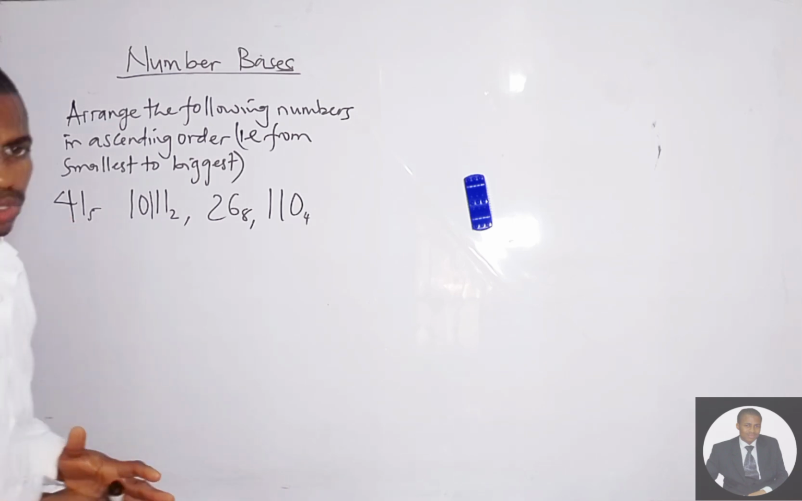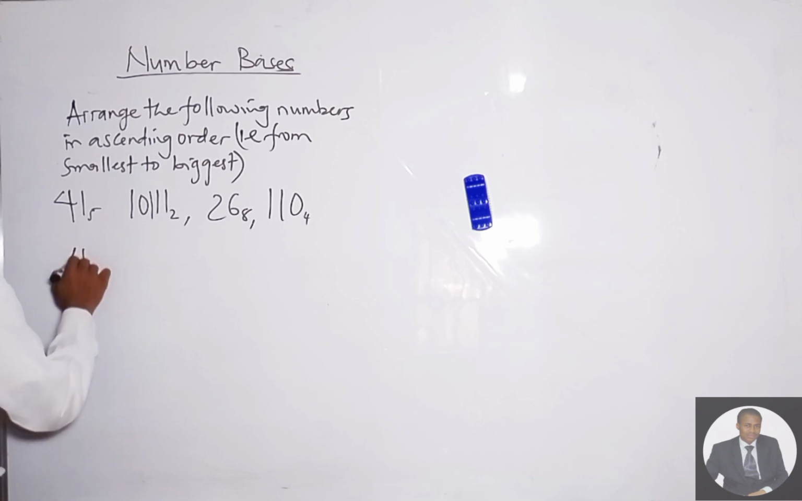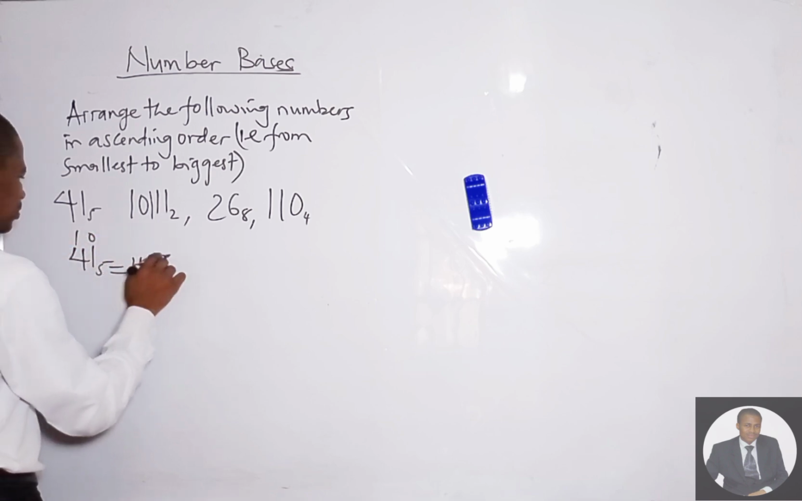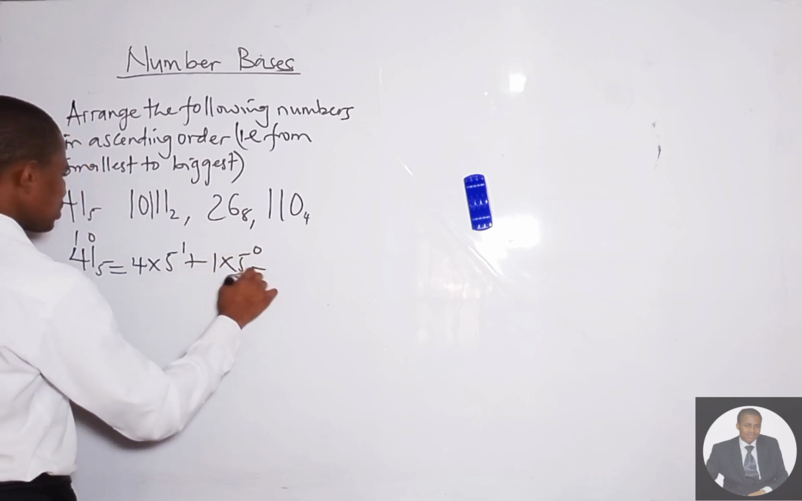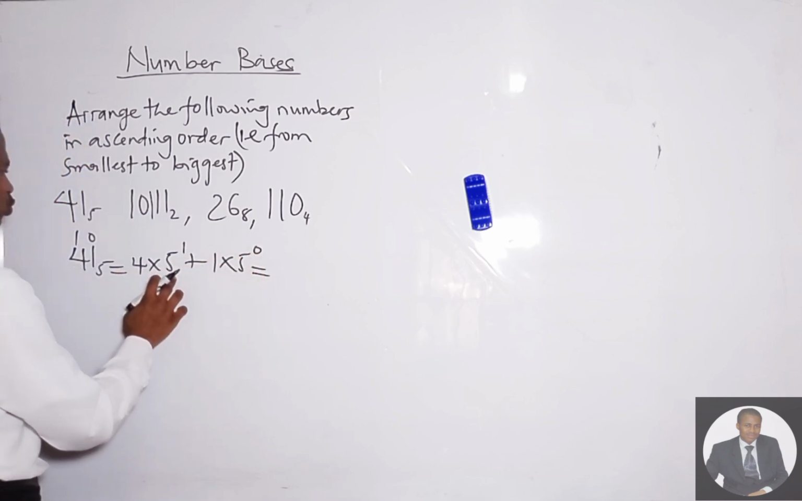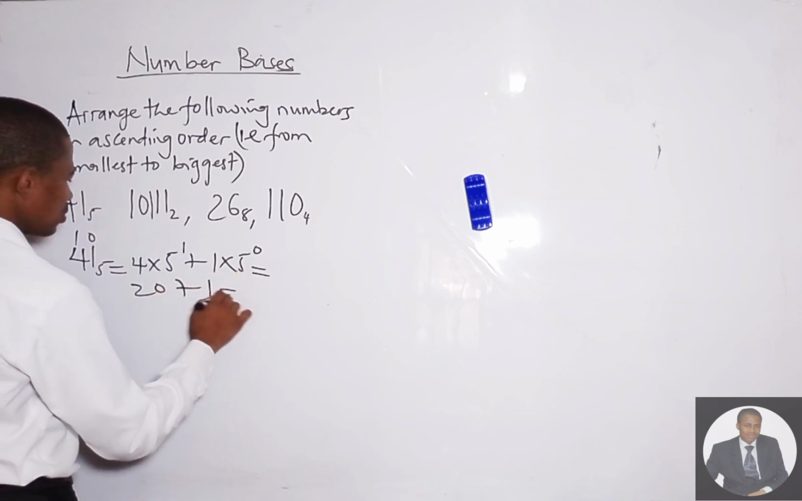The best way to do this is to convert everything to base 10. So 41 base 5 will be 4 times 5 raised to the power 1 plus 1 times 5 raised to the power 0, and that will give us 4 times 5, 20. That's 20 plus 1. That will be 21.